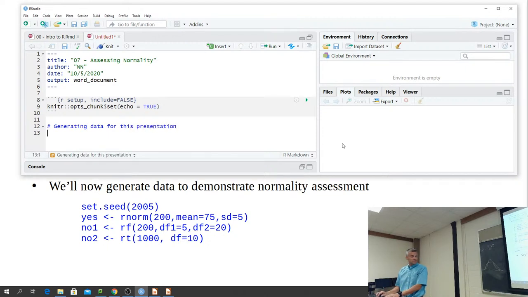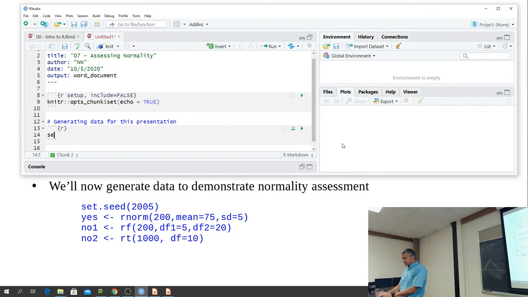I'm going to generate data for this presentation. First thing I'm going to do is set the seed. Why are we setting the seed? It's going to be our starting point for that random number generation. Why do we want to do that?